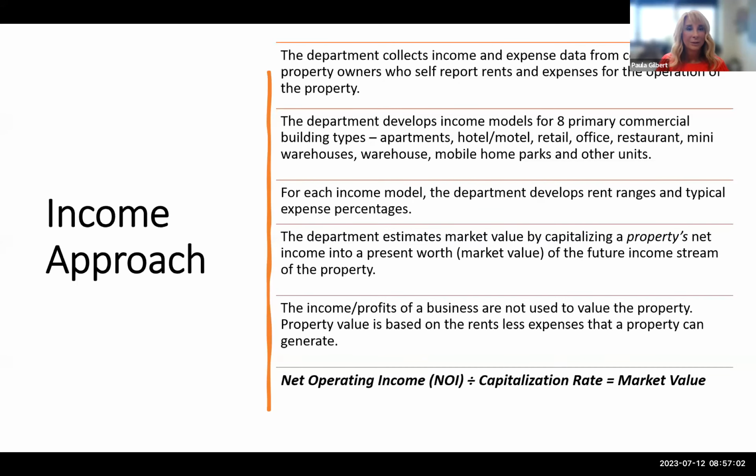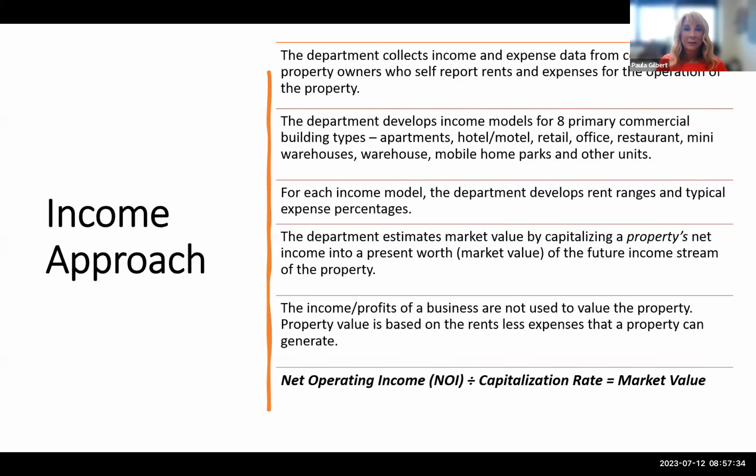The final approach to value that we use is the income approach. The department mails income and expense forms to commercial property owners across the state who self-report. Again, by statute, this information is kept confidential. We are looking for income and expense for the operation of just the property itself. We are capitalizing the property's net income into a present worth of market value based on the future income streams that the property can produce.